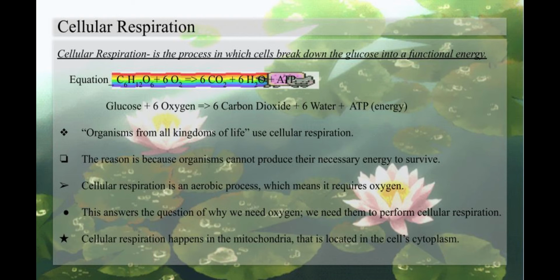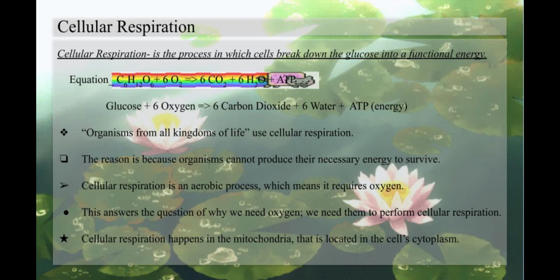Cellular respiration. Cellular respiration is a process in which cells break down glucose into functional energy. Its equation is 1 glucose, 6 oxygen, gets converted into 6 carbon dioxide, 6 water, and ATP. All organisms use cellular respiration, and without this process, organisms cannot produce the energy necessary to survive.